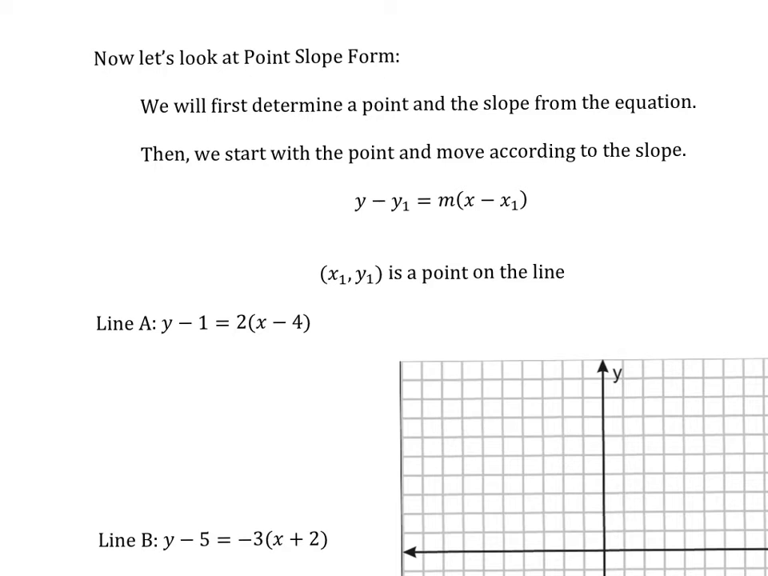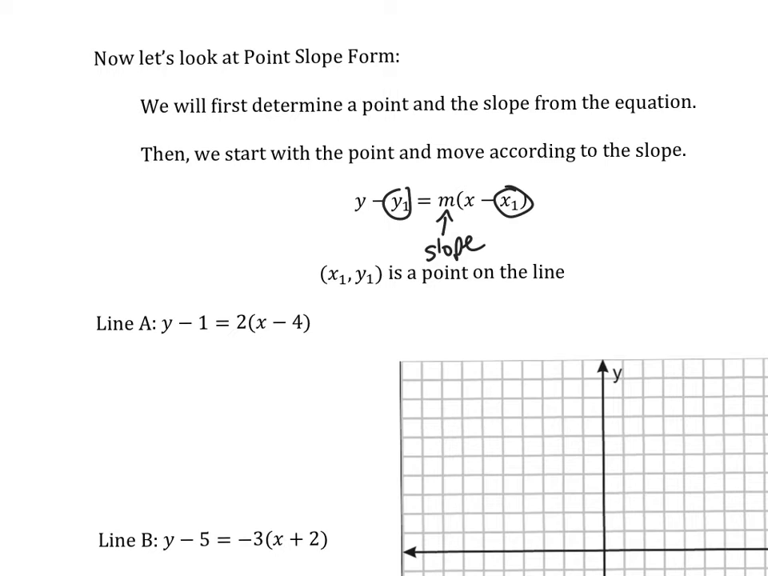Okay, but let's remember that in this we have m is still equal to the slope, and then the point x1, comma y1 is a point on the line. Remember, the sign of x does not match the sign there. So if we're subtracting, it's actually going to be positive. All right, so let's look at an example here.